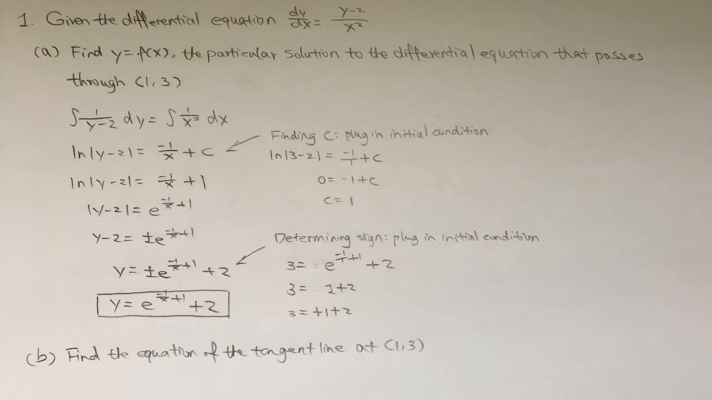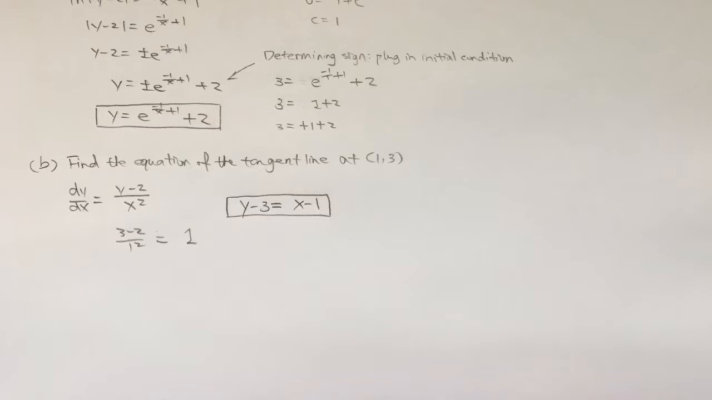Part B asks for the equation of the tangent line at (1, 3). Finding the equation requires a point and a slope. The point is already given, so we only have to find what the slope is. To find the slope, we can plug in the point into the differential equation. In this case, we get (3 - 2)/1², which simplifies to 1. Plugging in slope equal to 1 and then the point into the point-slope formula, we get that the tangent line equation is y - 3 = x - 1.